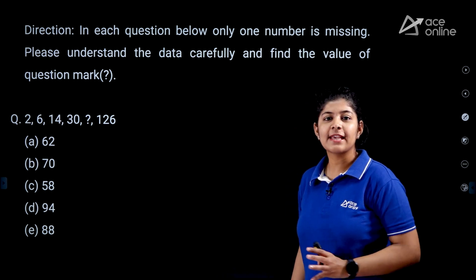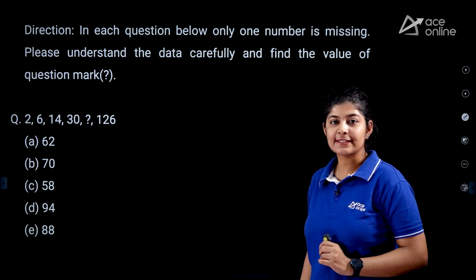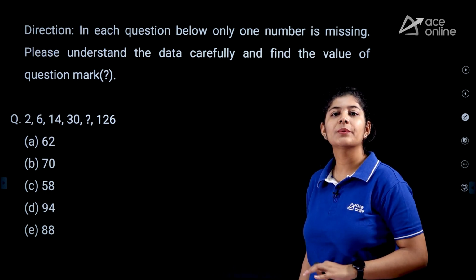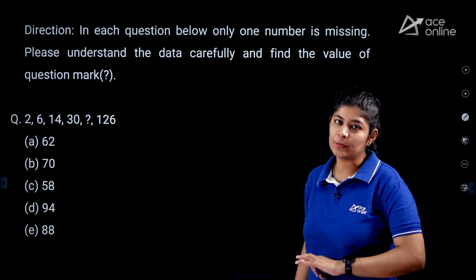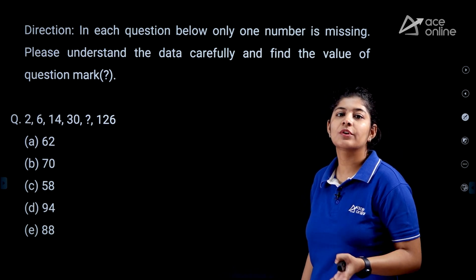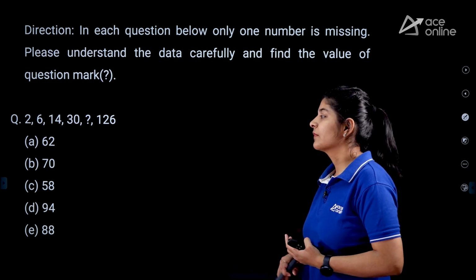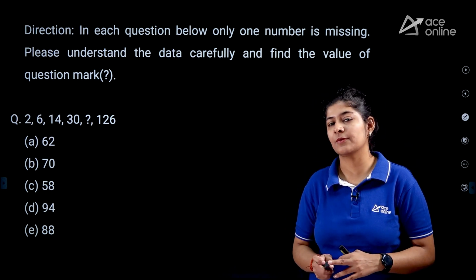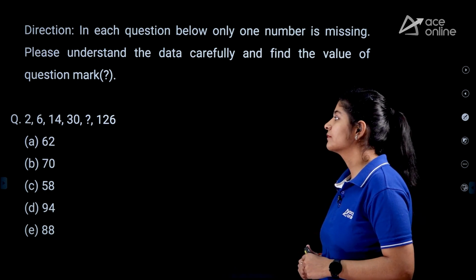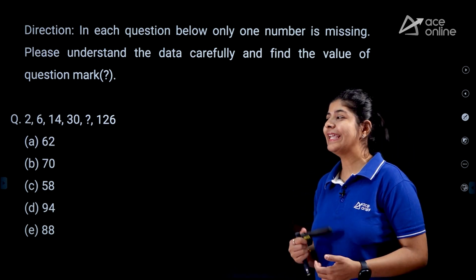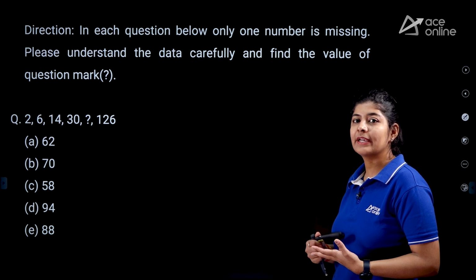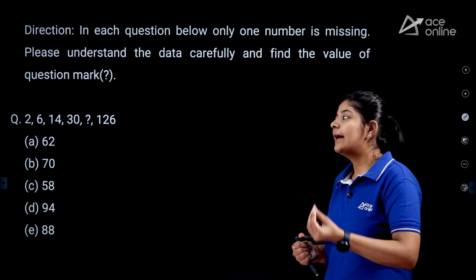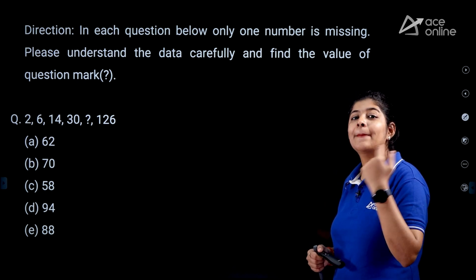So the next question says 2, 6, 14, 30, question mark, 126. This is the pattern that we are having, and we have to determine the correct answer for this particular question. Just simply analyze the pattern, how you will get all these numbers, and after that just simply apply the same pattern to determine the missing value.